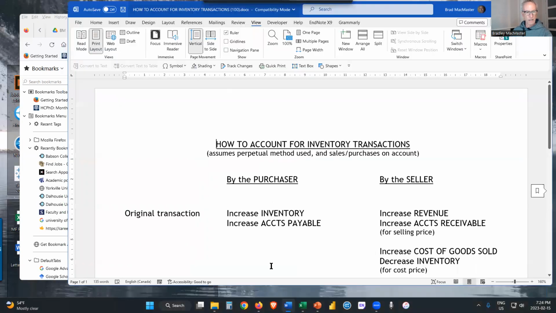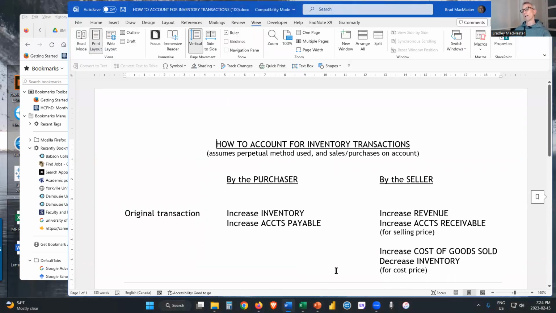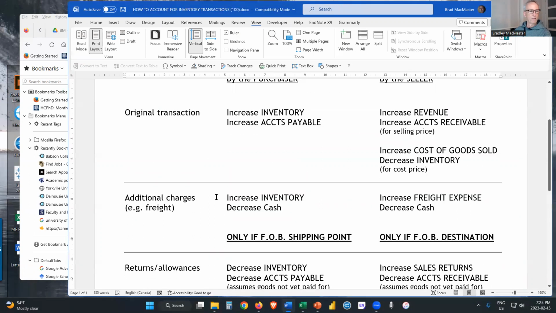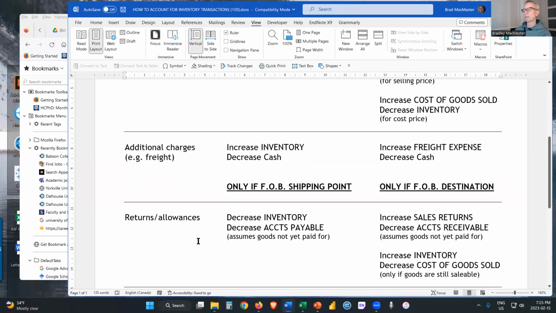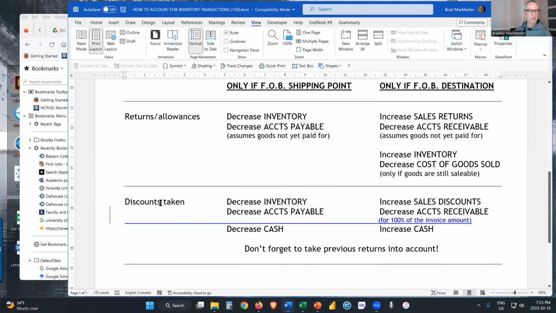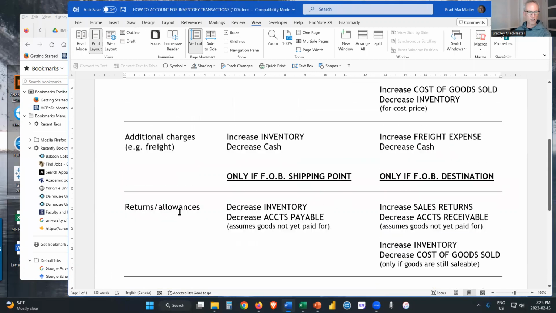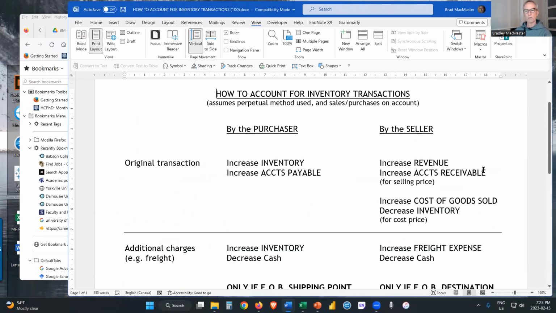So there are 4 unique aspects that need to be accounted for, and we reviewed those briefly on the first slide of tonight's presentation. These are the original transaction of buying inventory or selling goods. Then we have these additional charges related to the delivery cost of moving the goods from seller to buyer. And then we have to deal with the possibility that goods may be returned. And finally, whether the discounts that are available under credit terms are actually taken or not. So this is a very helpful document. You can find it in the folder for chapter 5 in your textbook.